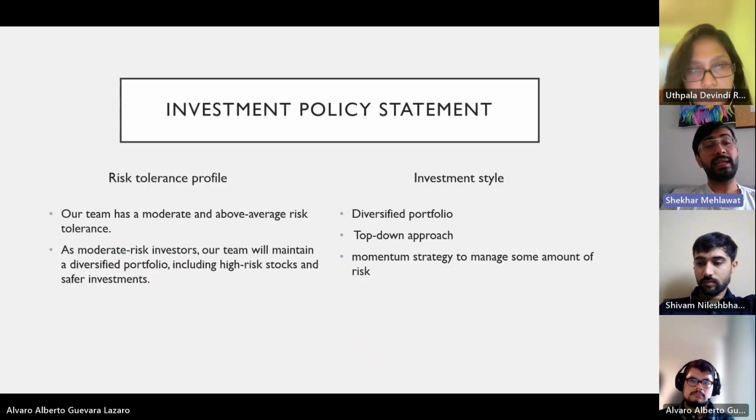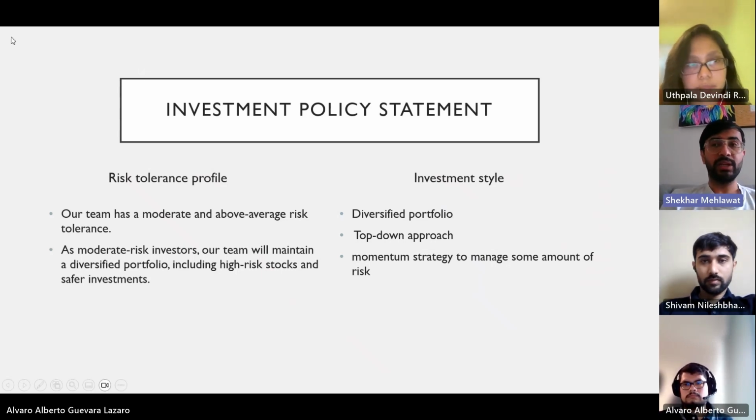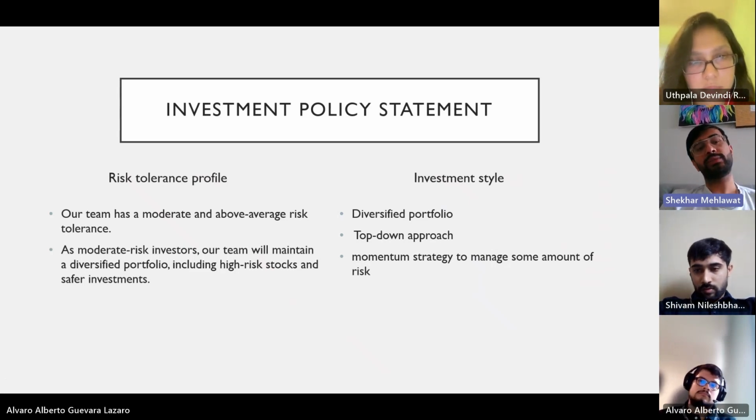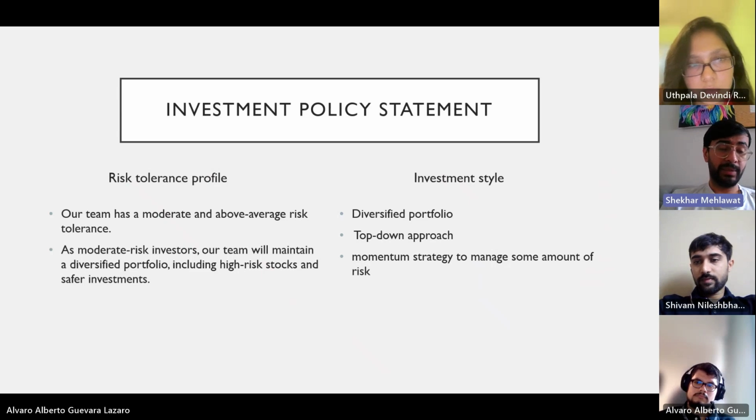Now moving on to the next slide, when we look at our investment policy statement, the risk tolerance profile is one of the major things before we invest in a particular thing or invest anywhere in the world. It should be based on a person's preference of how much risk the person can bear. So based on our group preference, our risk tolerance profile is moderate and above average.